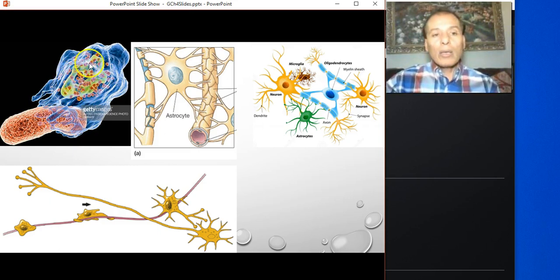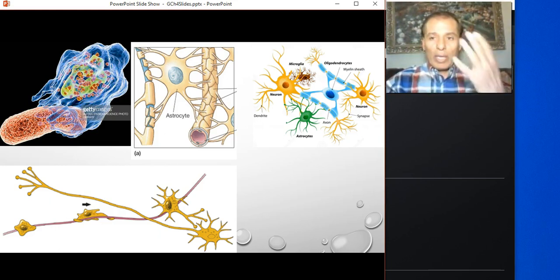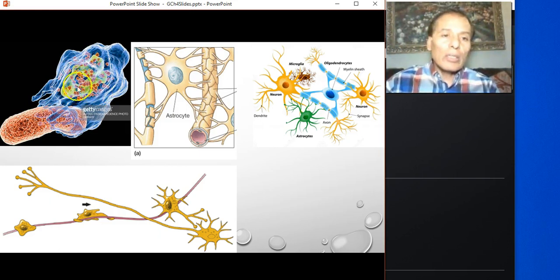So the microglial cells are part of the immune system, and they're responsible for maintenance, removing debris, destroying pathogens that come in, invaders like bacteria and so on, and recycling them. So they are critical for the health of the nervous system.